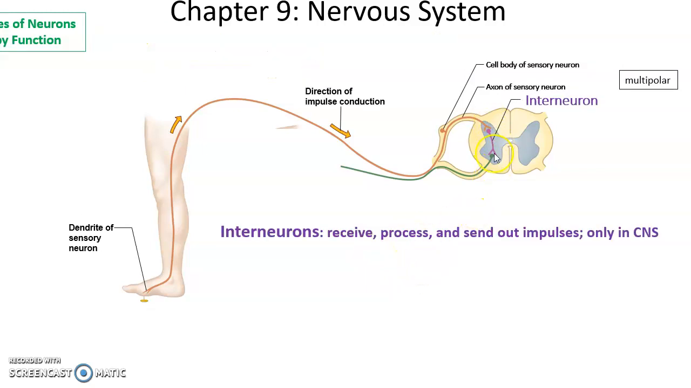Then, within the central nervous system are the interneurons. Interneurons are only found in the central nervous system, and they receive information, process the information, and then send out impulses, send out commands. So interneurons are what make up the brain and spinal cord and receive, process, and respond to information. And they are always multipolar.